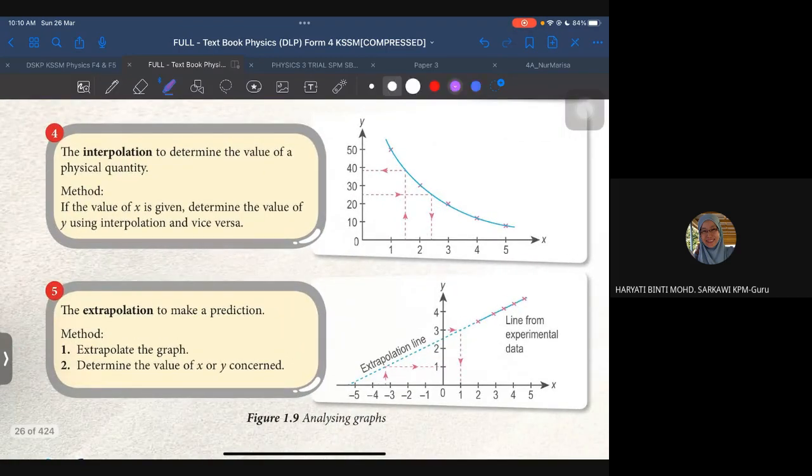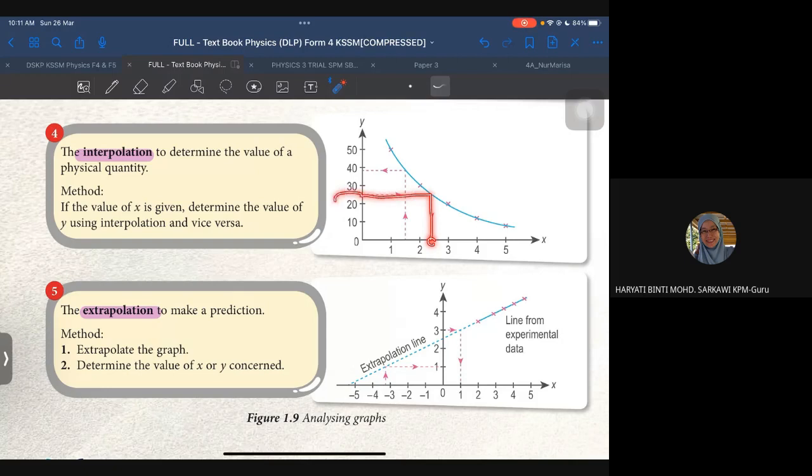Alright, this one is quite easy. Interpolation, extrapolation. Interpolation is actually when you determine the value from the graph. Extrapolation also gets the value of a physical quantity from the graph, but interpolation is like this: you get the value from the range that is already tested during the experiment. This graph is plotted from the data that you have. Let's say you are asked to determine the value of y when x is 2.5.